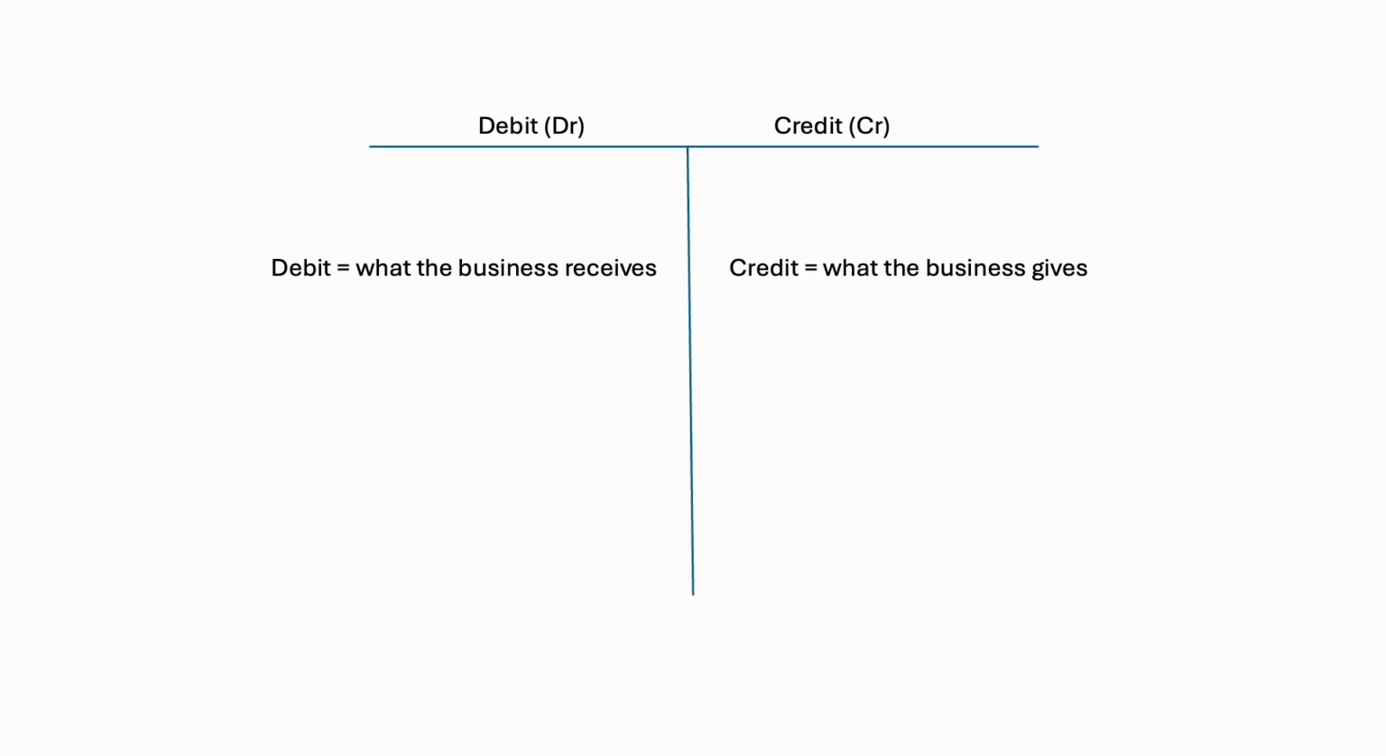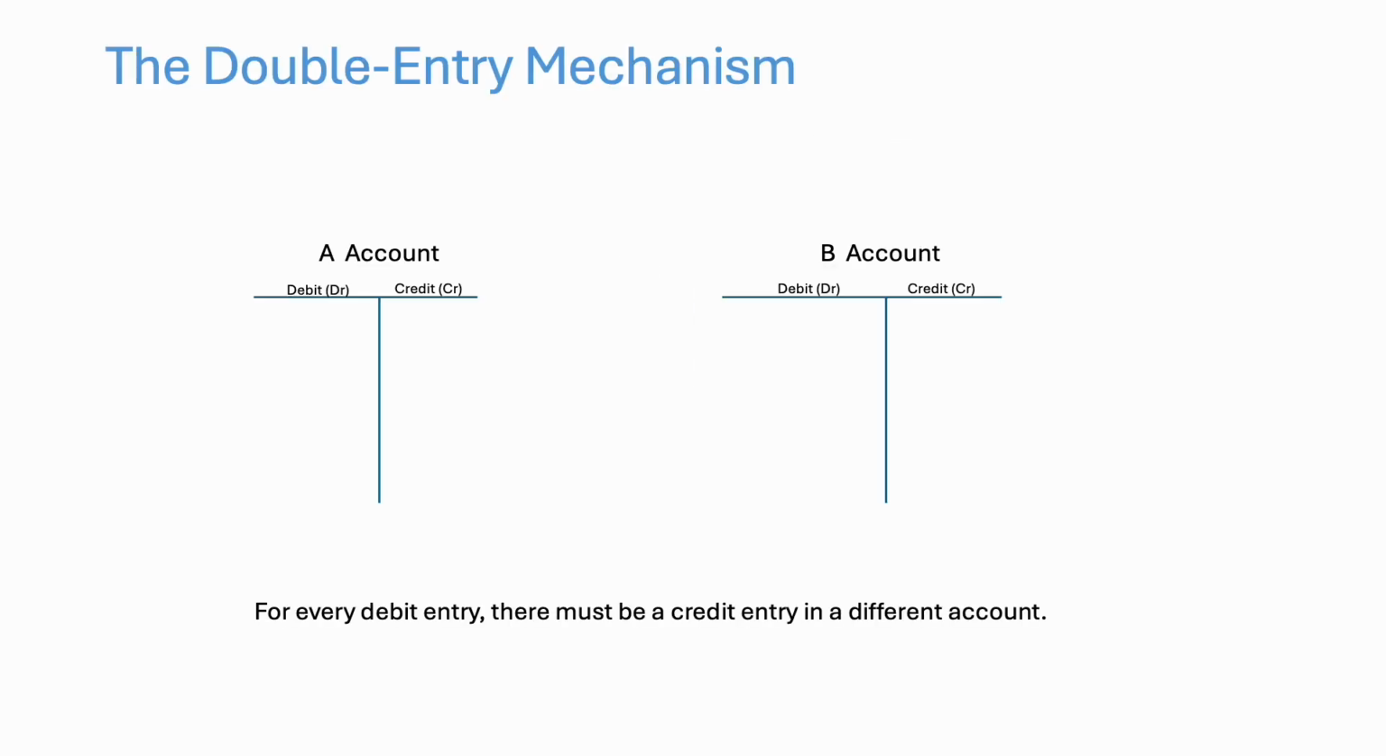Now let's look at the ledger's account, which is also called the T account because of its shape. The left side is the debit side, abbreviated as DR. This side always records what is received by the account. The right side is the credit side, or CR. This side records what is given or leaving the account.